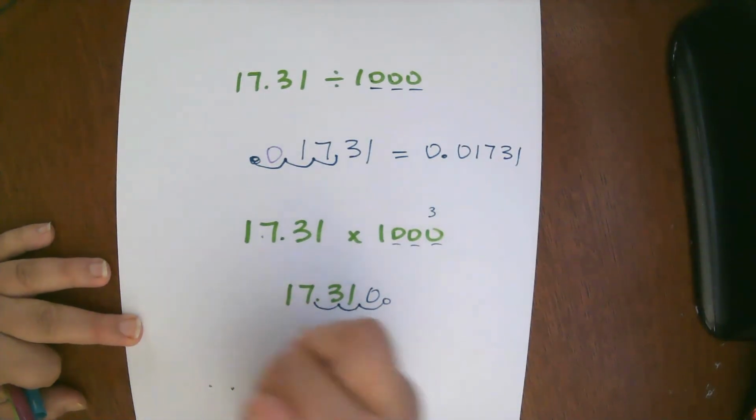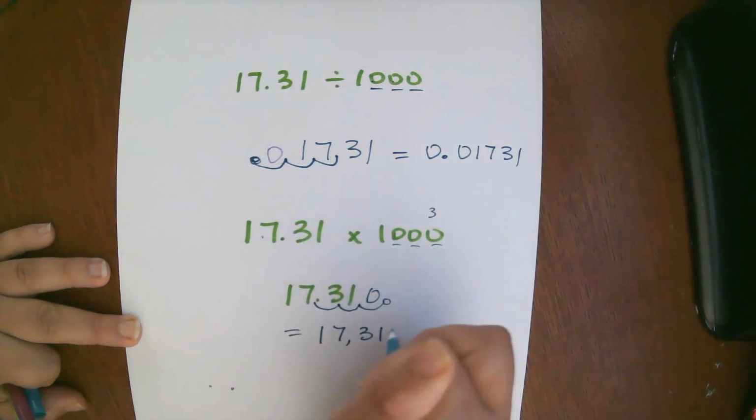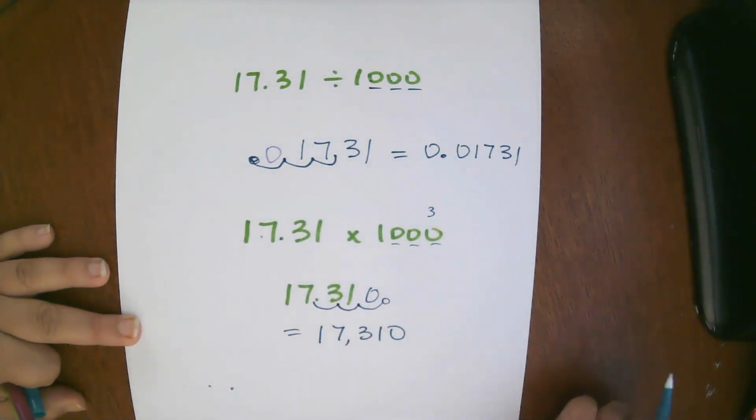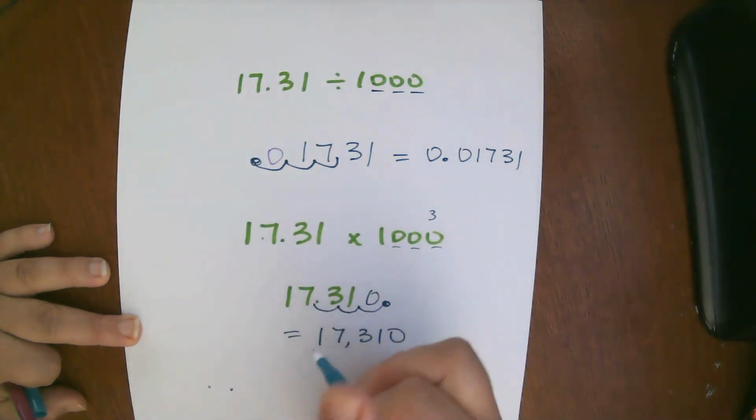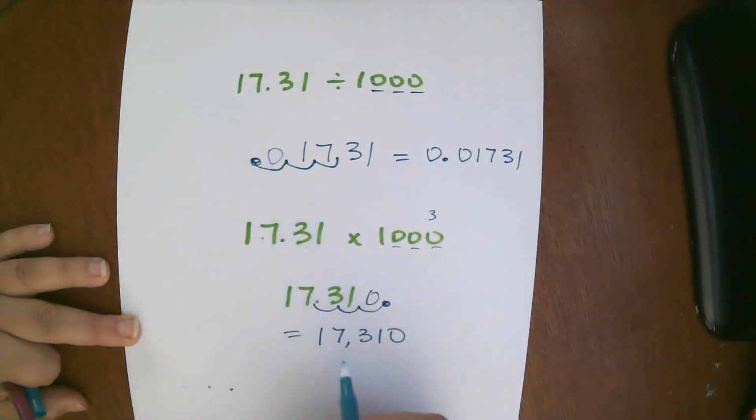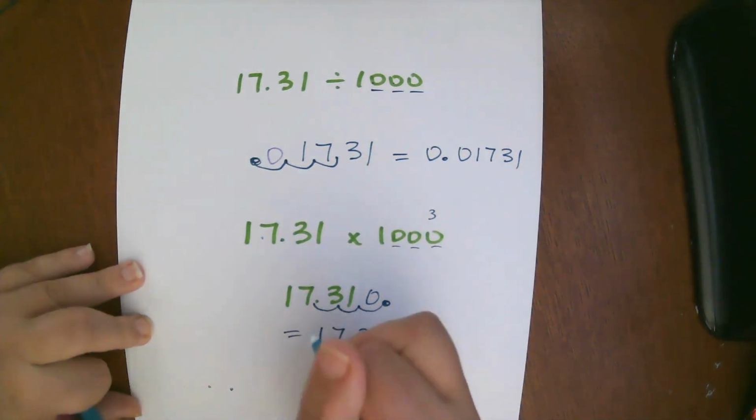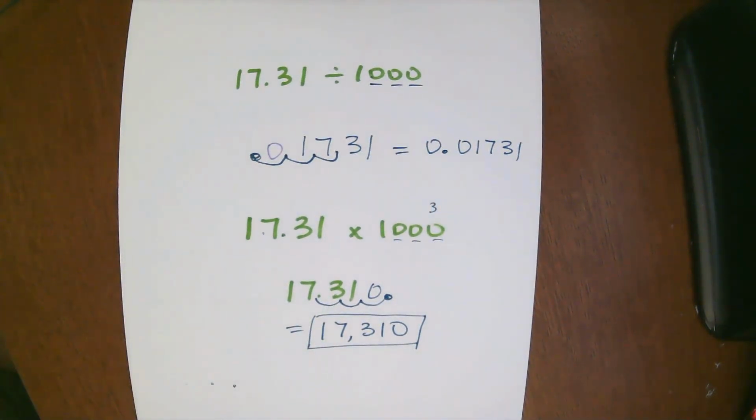So our answer is 17,310. And I don't have to put that decimal there, right? Every whole number has a decimal at the end, but unless there's something in the decimal place values, we don't have to write it. So I just changed 17 and 31 hundredths, or $17.31, to 17,310. Are those different? Is this a bigger number? Absolutely. Much bigger number.